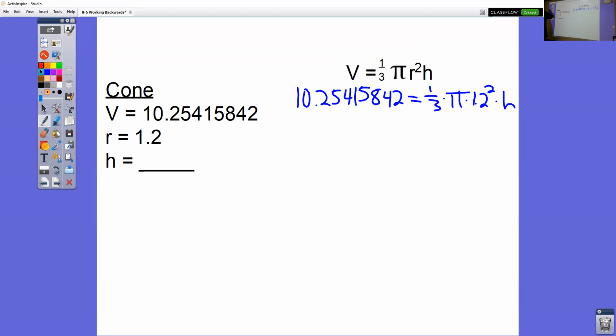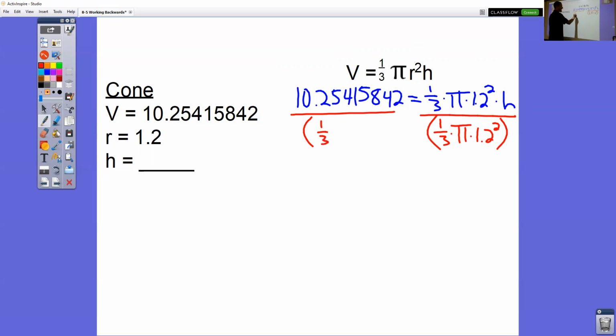So we subbed in what we knew. Now we want to divide by everything except for the letter that we're solving for. So the 1/3 stays 1/3. Pi stays pi. 1.2 squared stays 1.2 squared. We're solving for the h. So we want to divide that on both sides.